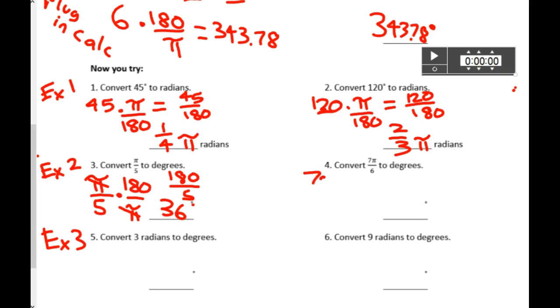7 pi over 6 times 180 over pi. What happens to the pi on top and bottom? Gets canceled, right? Now this is weird. There's two numbers on top. Take a guess. What should I do with the two numbers on top? Multiply. So really we're doing 7 times 180 on top divided by 6 on the bottom. And we get 210.